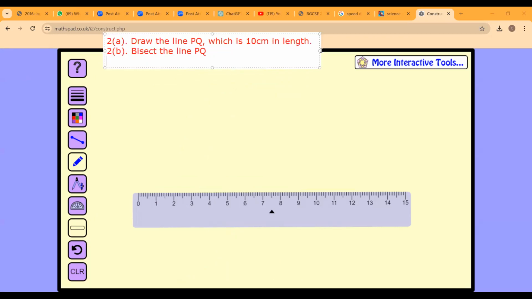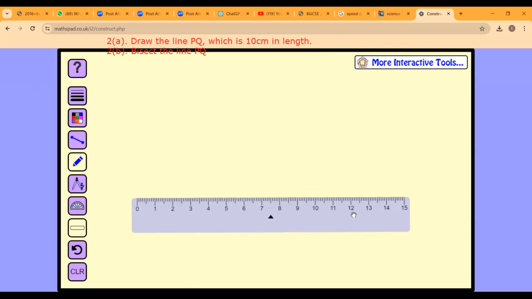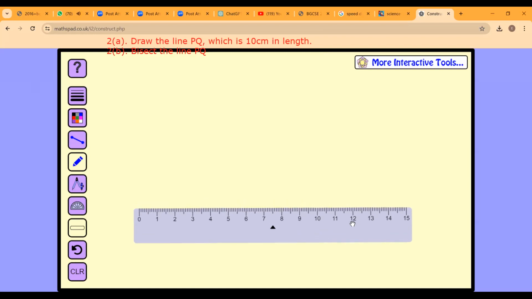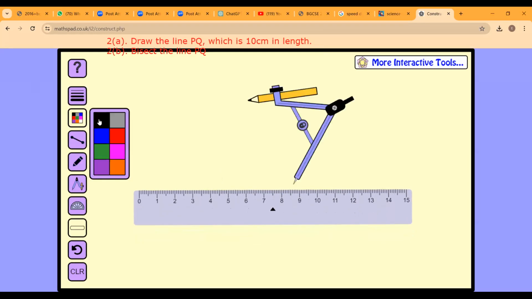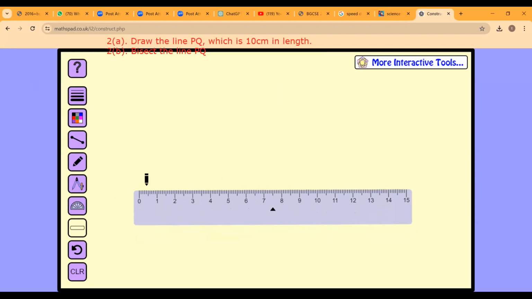So how long should we draw our line? Anyone can answer. How long should this line be? 10 centimeters, very good. And so we're gonna draw it 10 centimeters in length. I'm gonna use black, so put it right here.